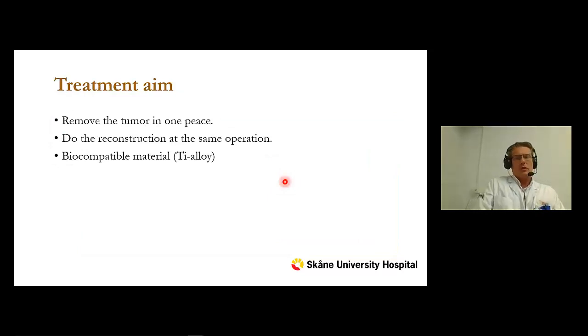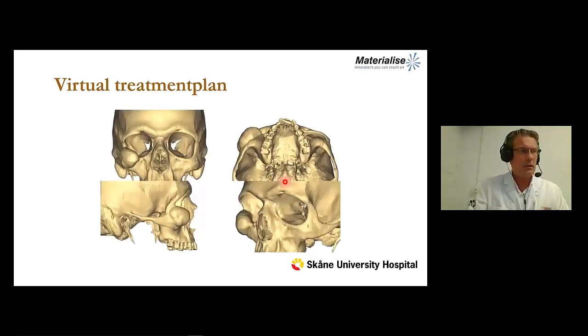The aim of this treatment, of course, was to remove the tumor in one piece and do a reconstruction at the same time. We used biocompatible material, titanium alloy, laser sintered by a company in Belgium called Materialise. So I contacted them and got hooked up with one of their technicians, and this is the start of the virtual treatment plan. This is the CT reconstruction, and as you can see, the big lump under the right eye socket.